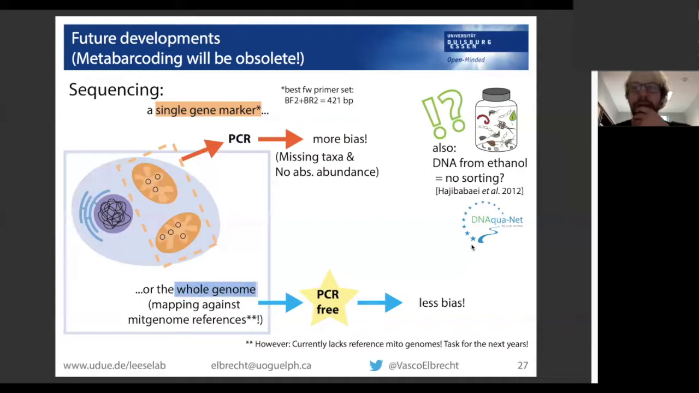Also, if we look at the sorting procedure, where we have to remove all the stones and leaves from those kick samples, currently there are also some tests which came out of the DNAquanet, where we're saying, like, money-wise, it's much better if we can skip the sorting step, because this is very time-intensive. Can we find a way with DNA to skip the sorting and just maybe grind up everything together, or, for example, just filter the ethanol for the sample, because the ethanol should have DNA in it as well. Is it maybe enough to do the assessment?